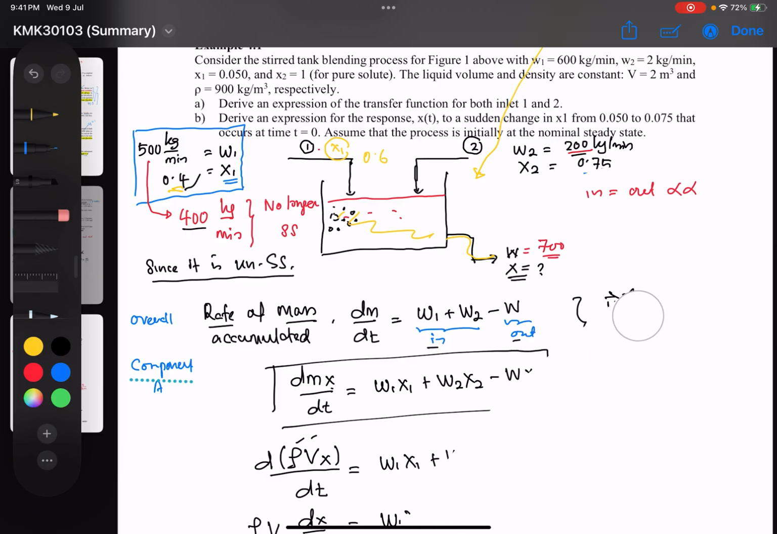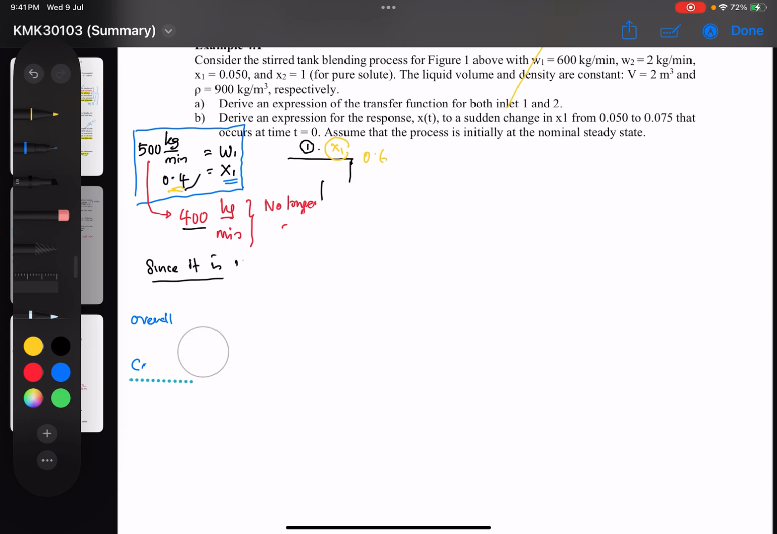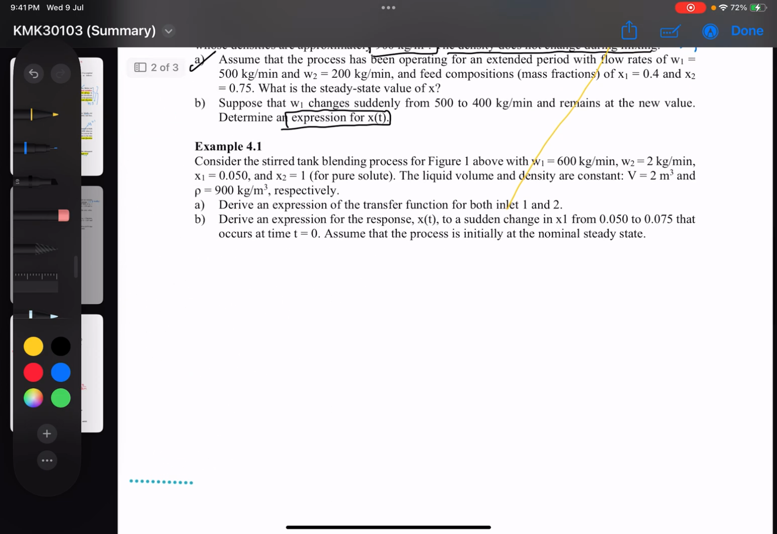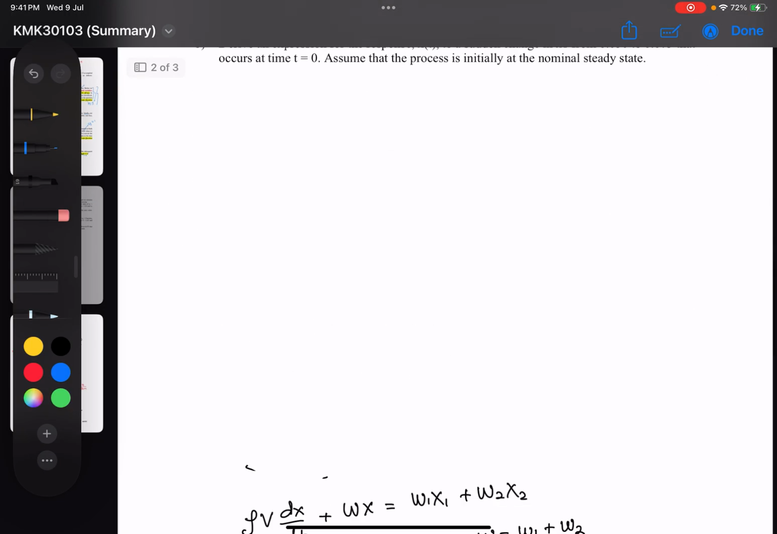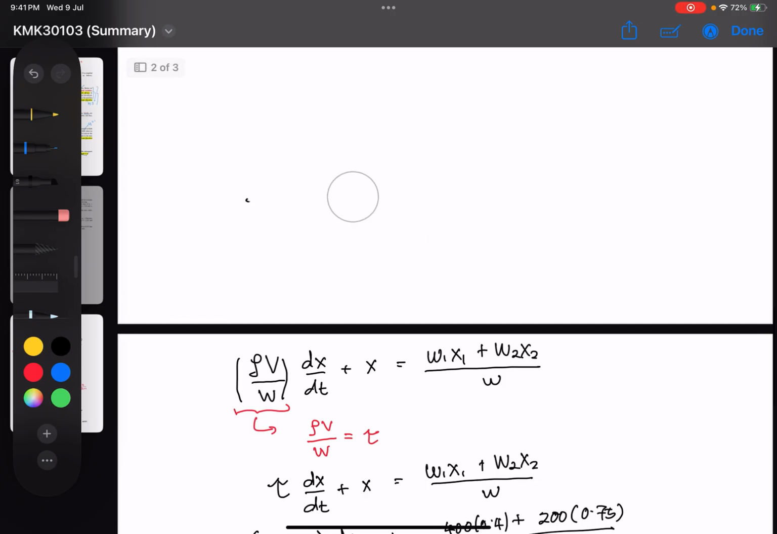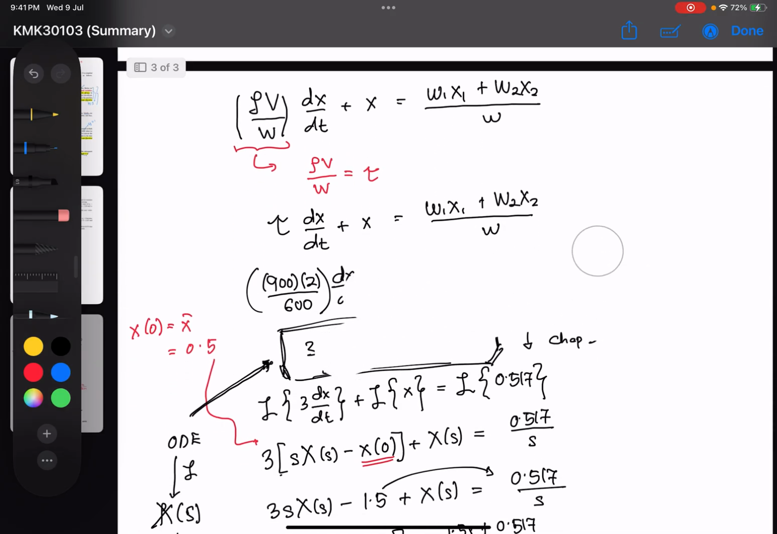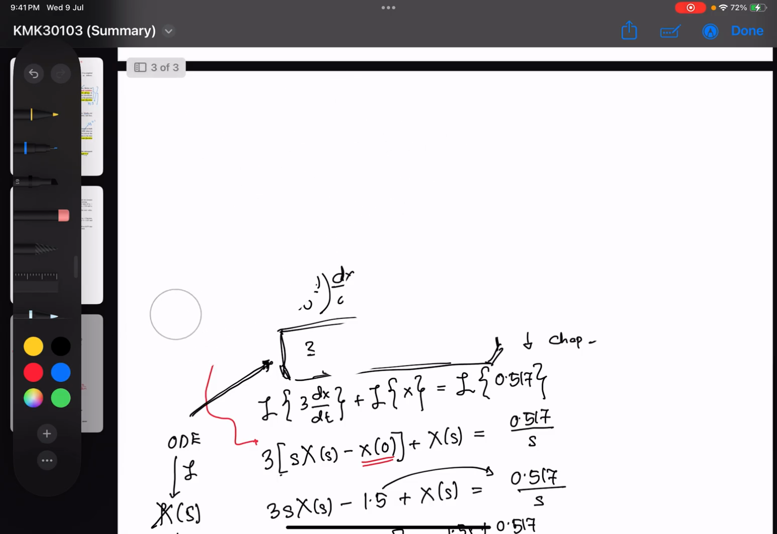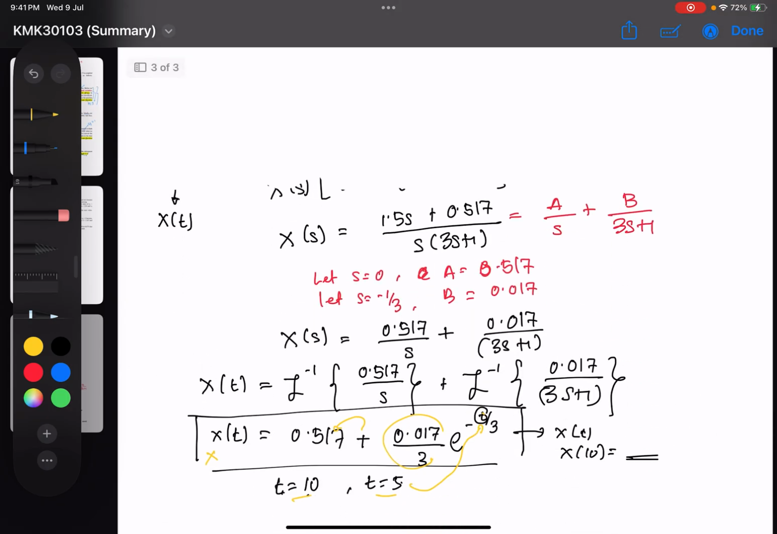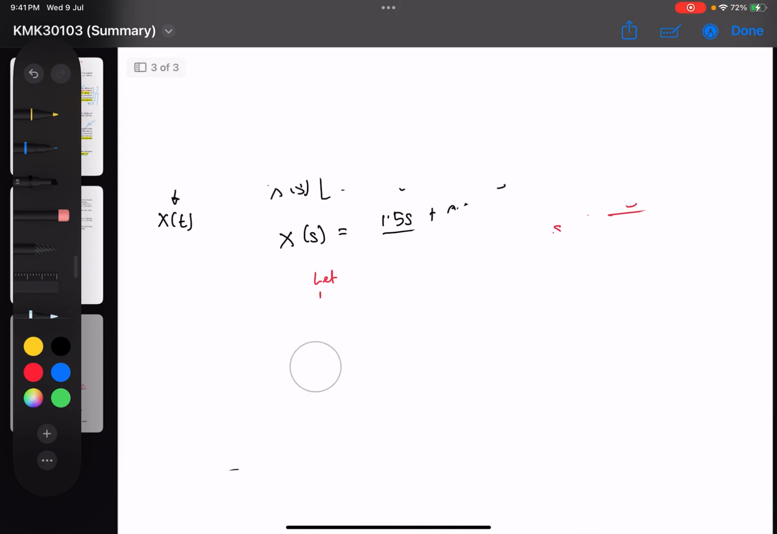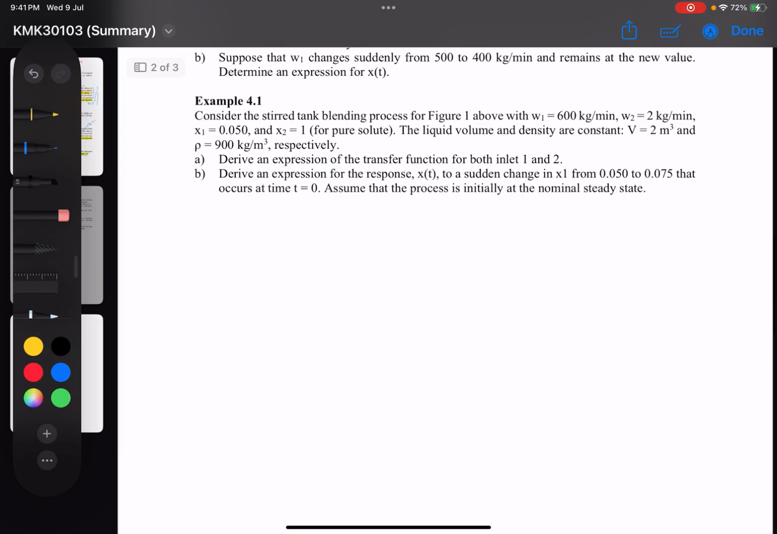Now I'm going to move into example 4.1. Example 4.1 is all about transfer functions. By now, I hope you have a clear picture of what a transfer function is all about, because the later chapters use a lot of transfer functions. So let me erase this first, then we can move on to example 4.1.